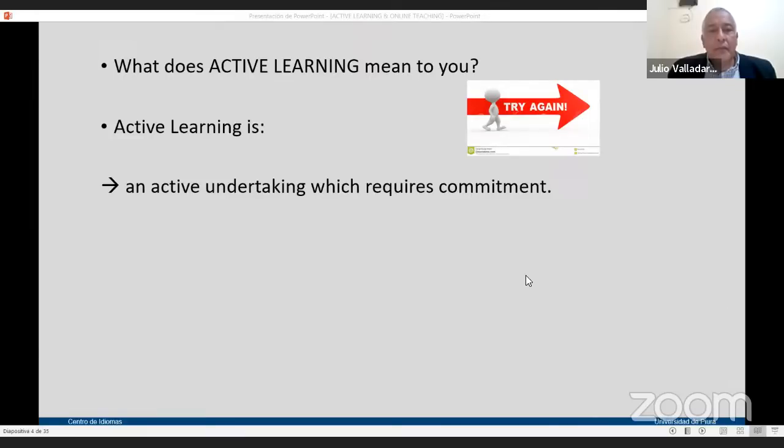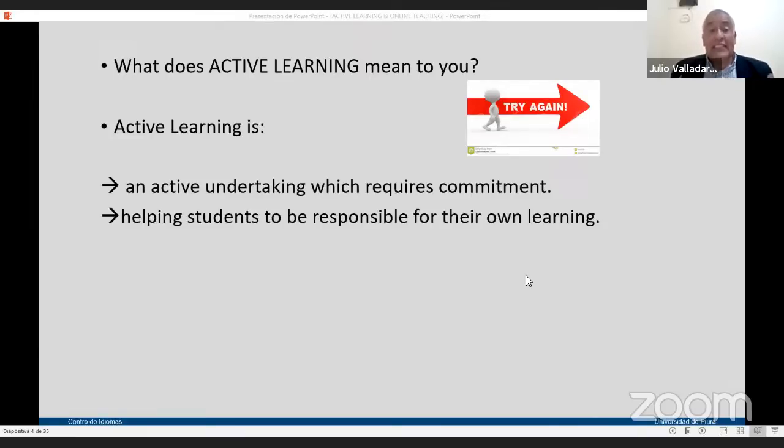So, active learning, another idea, is helping students to be responsible for their own learning. As you can see, active learning goes beyond the group work, beyond strictly speaking the activities we can do in class. Yes, so commitment, being responsible for their own learning. How do you achieve those objectives that active learning requires or involves?